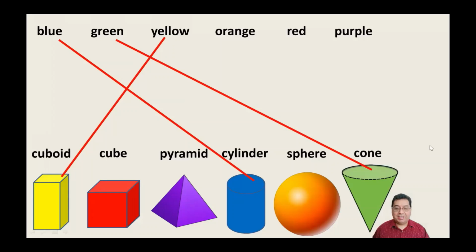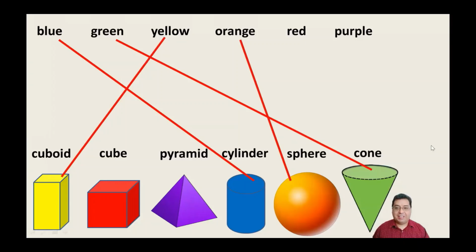Okay, let's take a look at this color here. And what's the name of this color? That's right, it's orange. And where do you see orange down here? Very good. This is orange here. And what is the name of that 3D shape? Yes, the name of that 3D shape is a sphere.